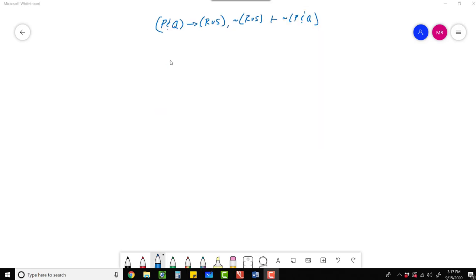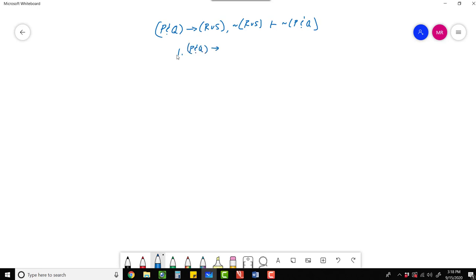All right? All right, so the next one gives us two premises, P and Q, then R or S, and it's not the case, not the case that R or S, and we're supposed to derive, it's not the case that P and Q.